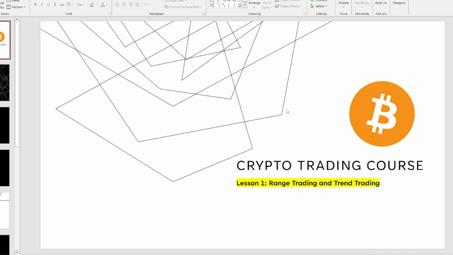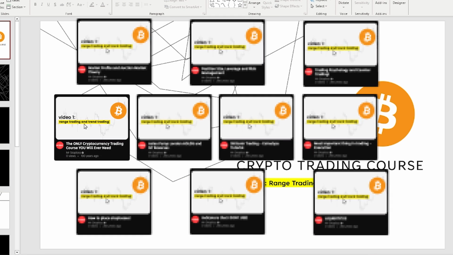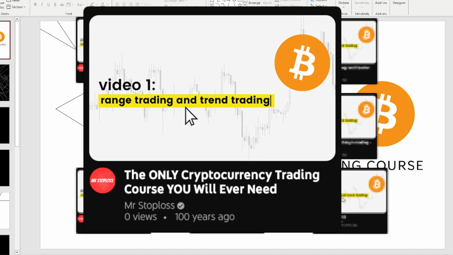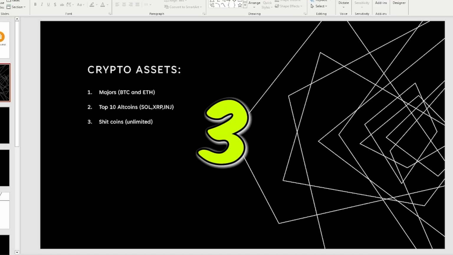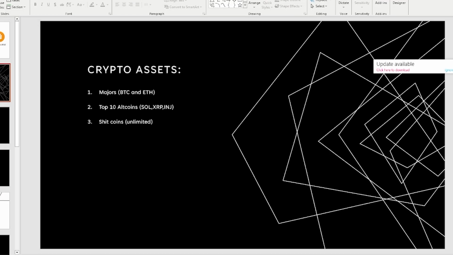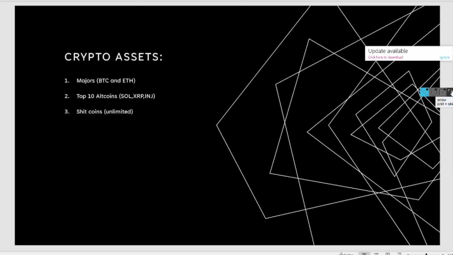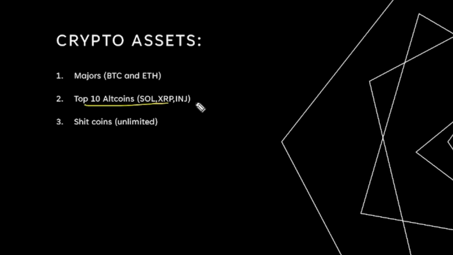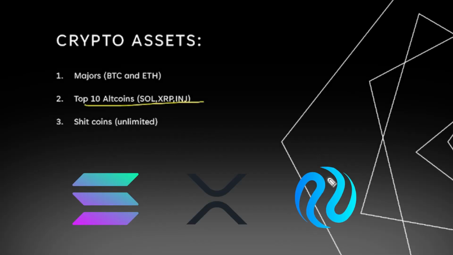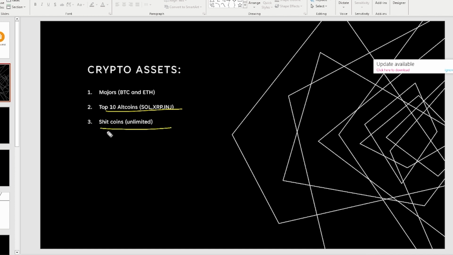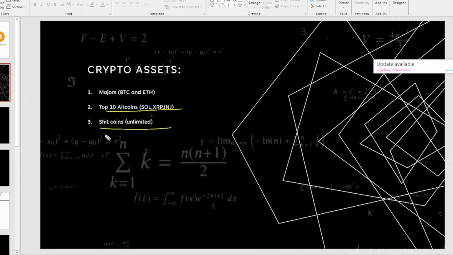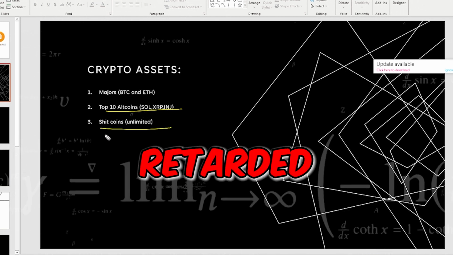This is a 10-part course and the first video is based on range trading and trend trading. Crypto has basically 3 types of assets and there are different strategies to trade each of them. Firstly, we have the majors that include BTC and ETH. Secondly, we have the top 10 altcoins, that is Sol, XRP, Inch. And thirdly, we have the shitcoins and they are unlimited in number. And you really have to be retarded to trade them.